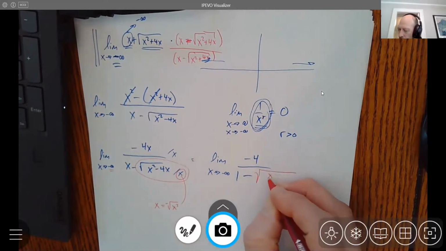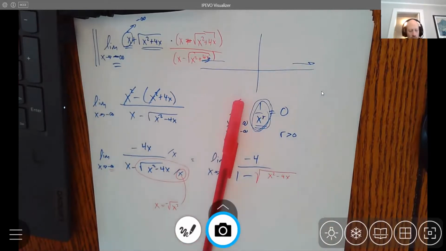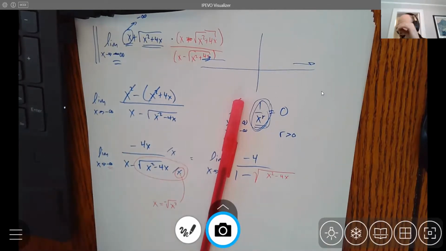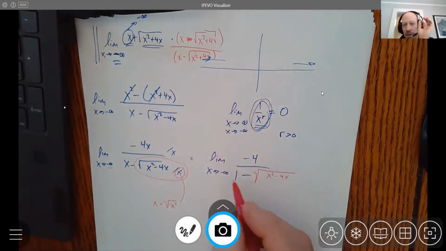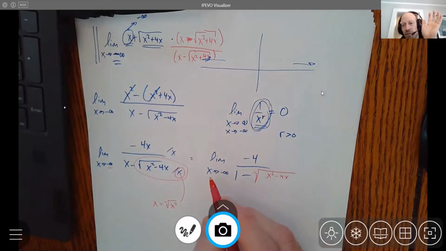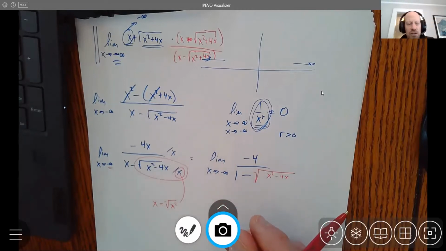Does that not apply to the numerator then when we divide by x? That's right, because the numerator there is just, I'm just dividing by x. So there's no issue with having to change it. It's because I changed it to the square root of x squared that I have an issue with that negative. Does that make sense? Yes.